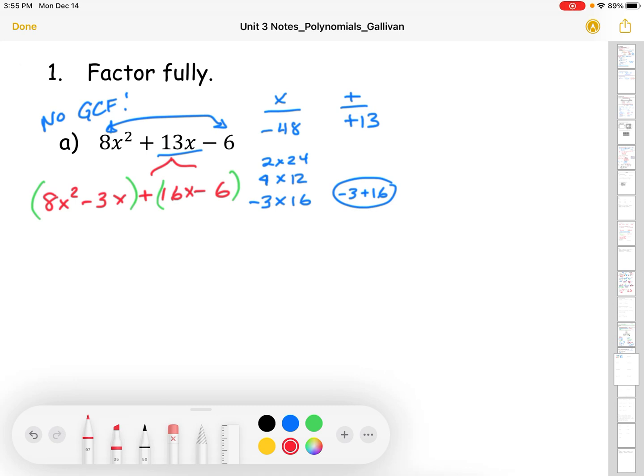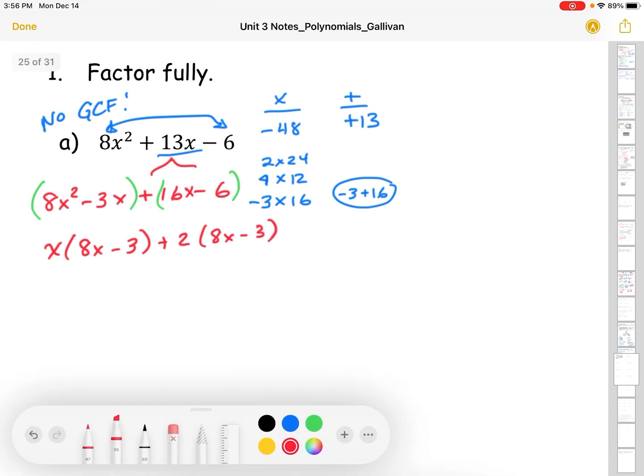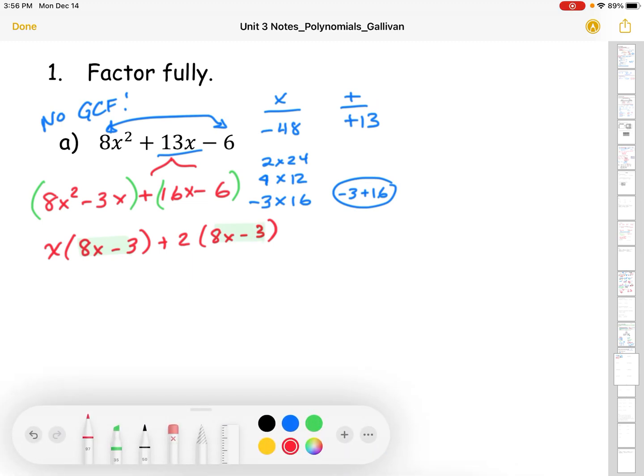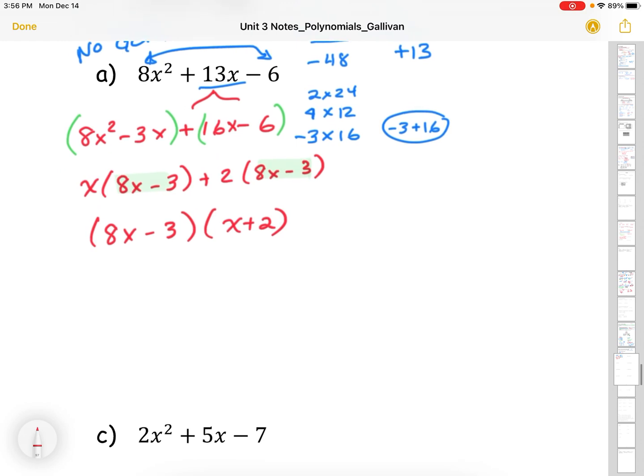Now we're going to factor these by grouping. So 8x squared minus 3x, well, all I can take out is an x. So I'll get x times 8x minus 3. And here, I can take out a 2. So I'll get 8x minus 3. Now I know I'm on the right track, don't I? Because 8x minus 3 and 8x minus 3. So that will be my first one, 8x minus 3, and x plus 2 will be my second one.